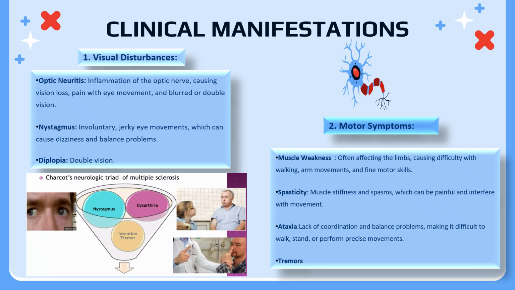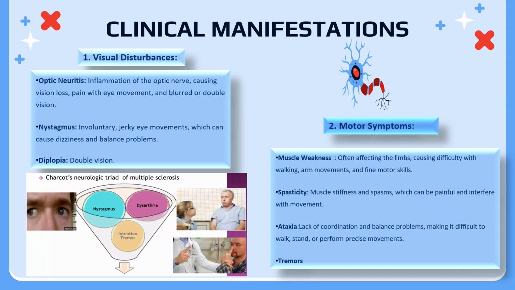Clinical manifestations. There are many clinical manifestations related to multiple sclerosis. Mainly they are neurological symptoms, because as I told you, it basically affects your central nervous system. First are visual disturbances: optic neuritis, inflammation of the optic nerve, causing visual loss, blurred and double vision. Nystagmus, where the patient comes with involuntary jerky eye movement, and because of that has dizziness and balance problems. And diplopia.